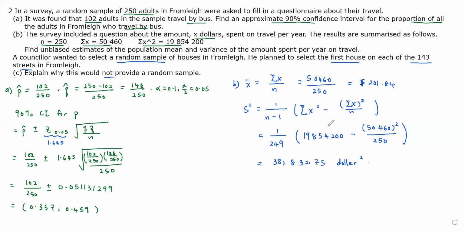For a sample to be random, each house must have an equal chance of being selected to be in the sample, but he's only selecting the first house of each of the streets. What about the second, third, fourth, and the last house? Those do not have a chance of being selected. In this case, the sample is not random.